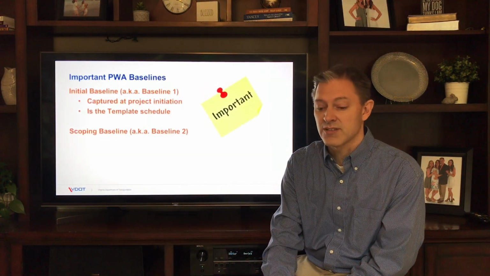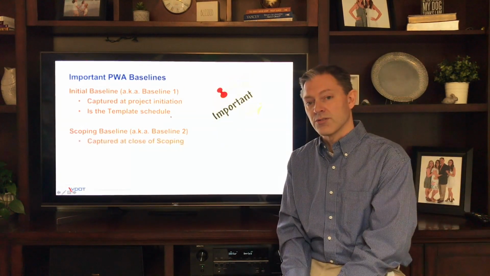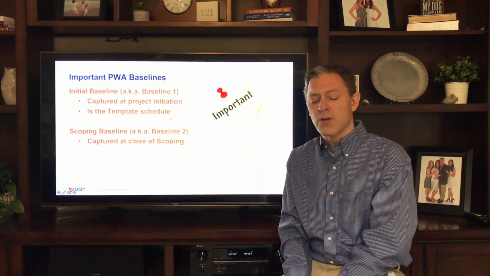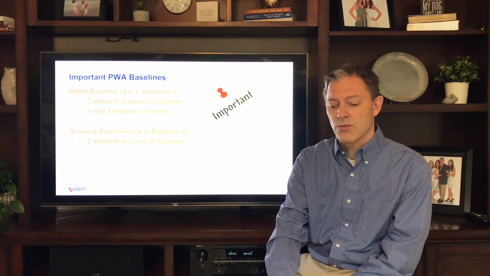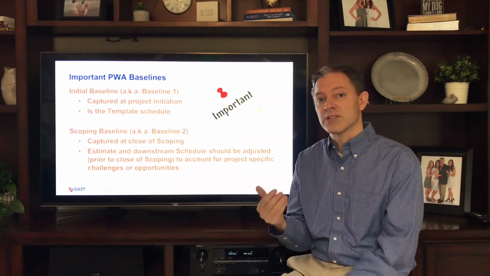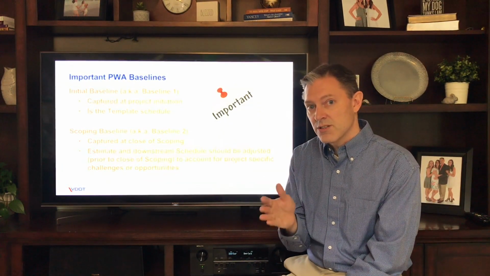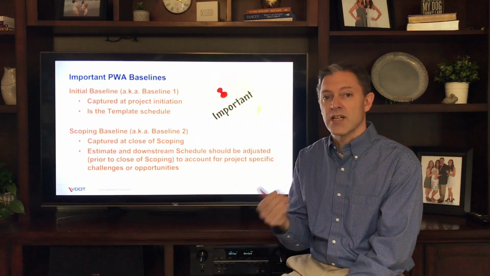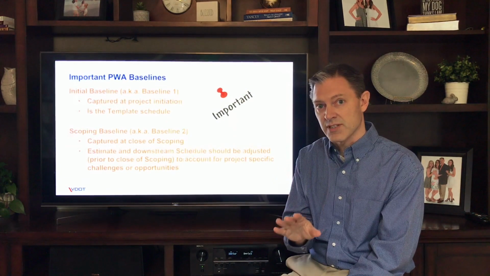Now the scoping baseline is a completely different story. The scoping baseline is captured at the close of scoping. And this is really important in that part of the emphasis of scoping is to capture those qualitative risks and convert them quantitatively to real schedule and budget impacts. So before you close scoping, before 22 is closed, you need to adjust your schedule accordingly, either extend it or pull it in, but based upon the project specifics.